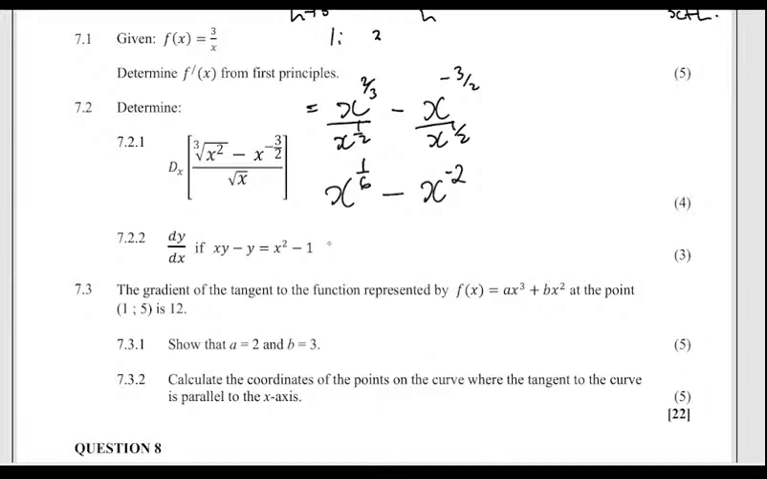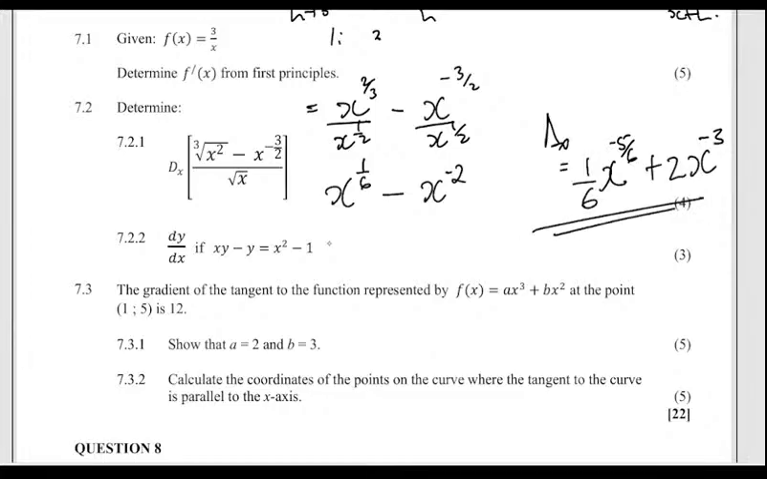Then let me find the dx. This is just the simplified format of this whole thing. Then my dx is just going to be 1 over 6x, okay, to the negative 5 over 6. And then this is going to be a plus 2x to the negative 3. Leave the answer the way it is.